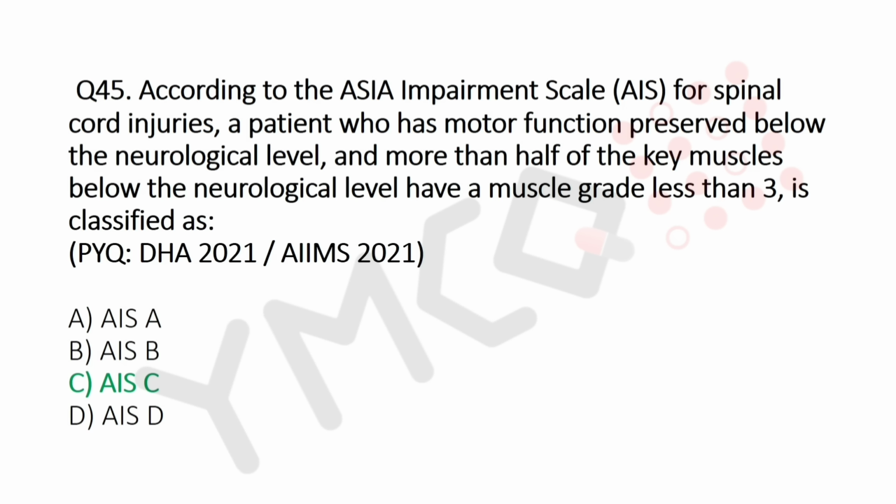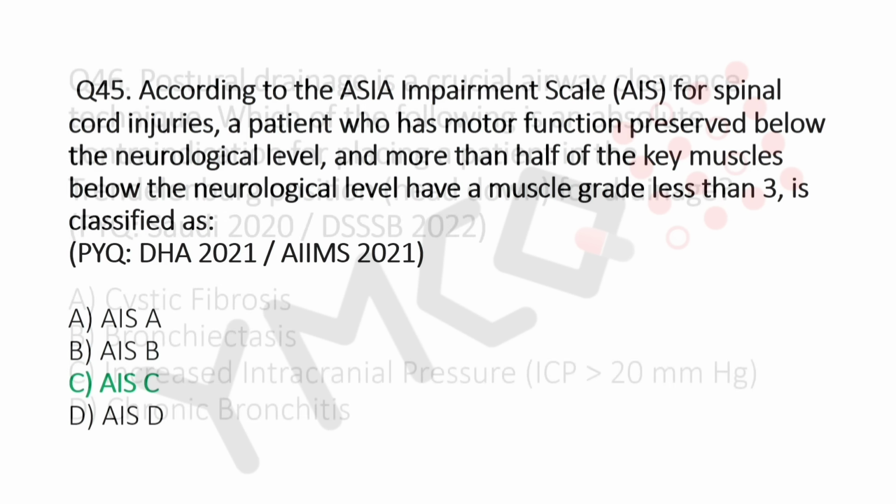In AIS-C, motor function is incomplete, but the muscles below the lesion are weak, grade less than 3. If they are strong, grade 3 or higher, it would be AIS-D. Okay. Now let's move to question number 46.